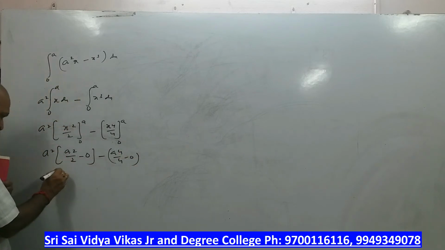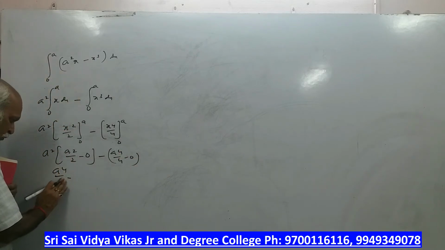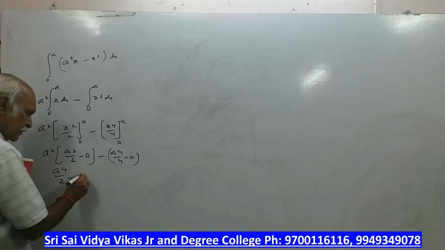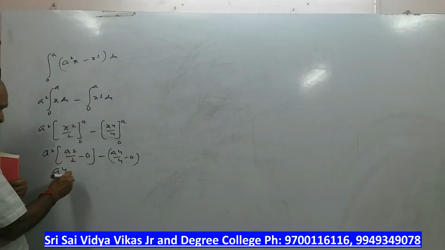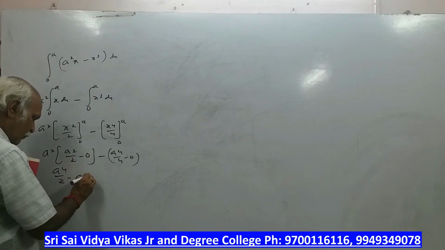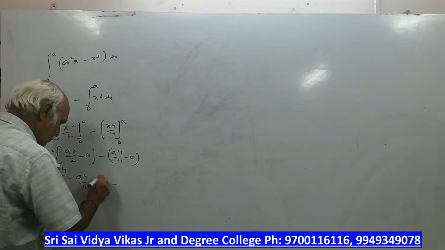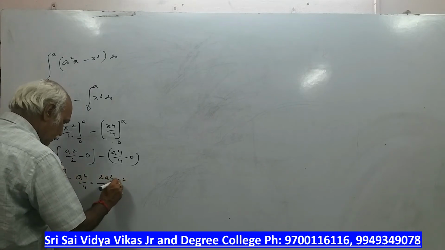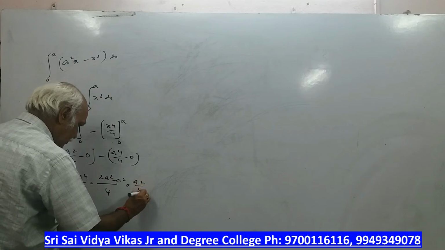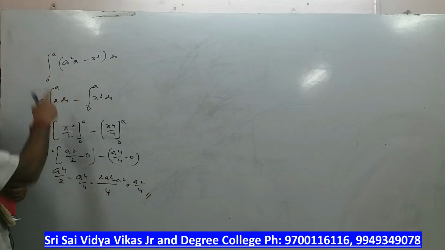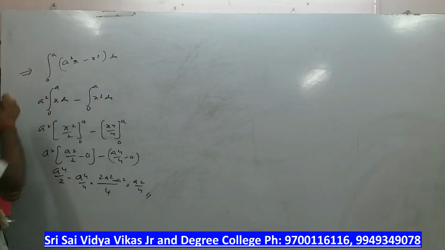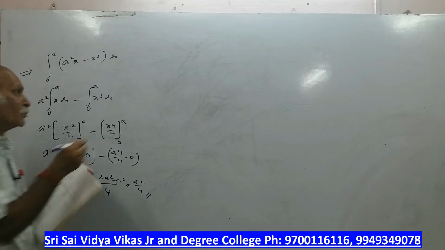Okay, so open the bracket, a power 4 by 2 minus a power 4 by 4. LCM is 4. 2a power 4 minus a power 4 is equal to a power 4 by 4. So what I have done, I have put an integration and substitution of the values. Okay, now look at the most important part from here onward.